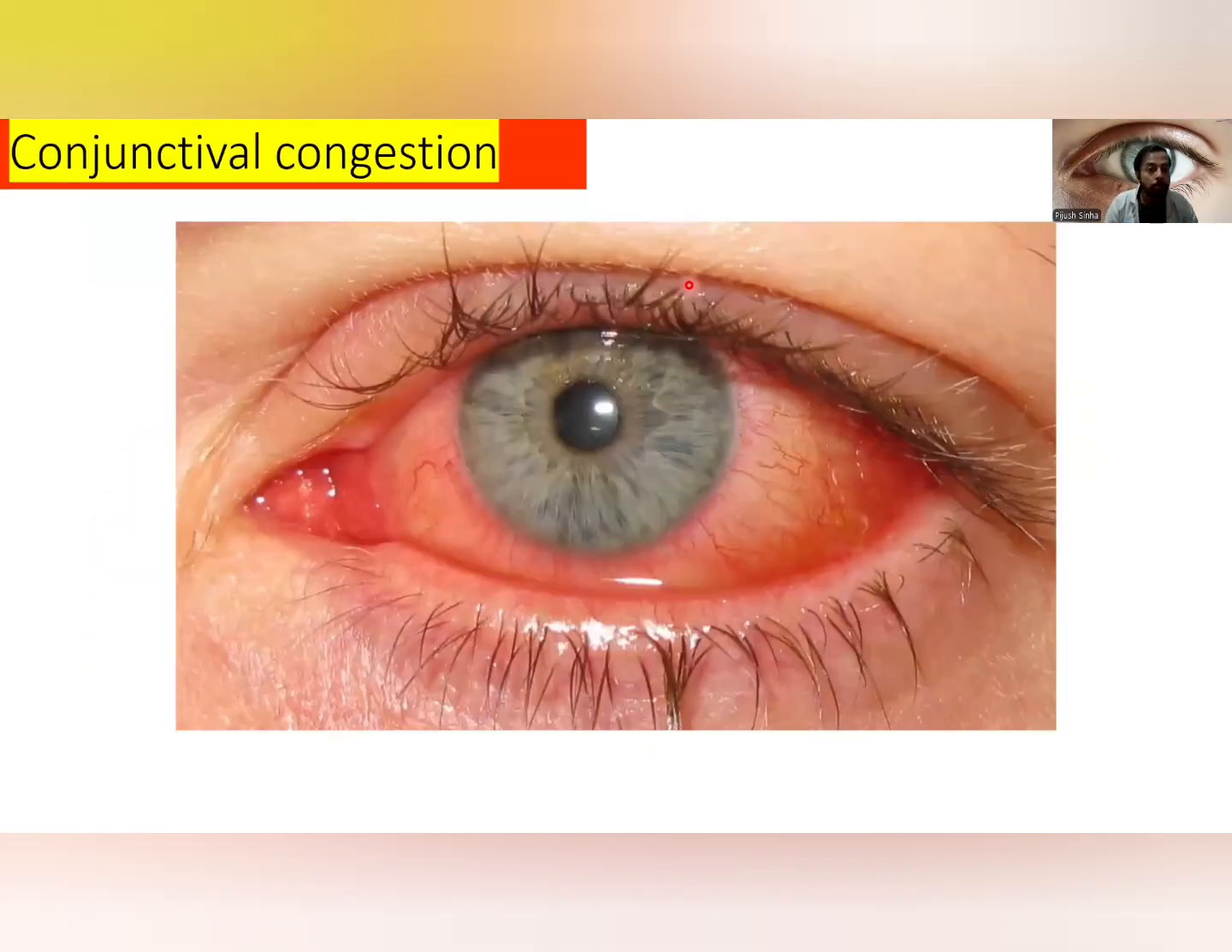Okay, so let's start. First, this is a case of adenoviral conjunctivitis. If I tell you about the slit lamp findings of this case, the eyelid appears edematous, and conjunctival congestion is present in the conjunctiva. You can see the chemosis also, and watering can be visible, but the cornea is clear. So in adenoviral conjunctivitis, you will see conjunctival congestion.